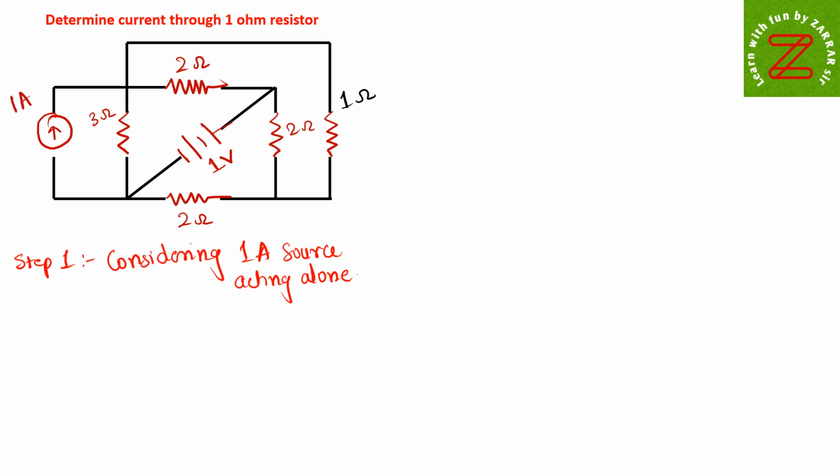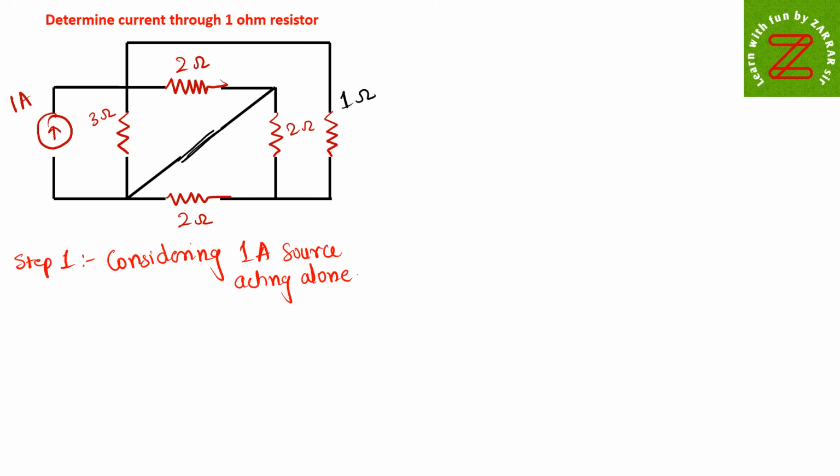So you are aware that when you consider a voltage source, you have to open the current source, and when you are considering a current source, you have to short the voltage source. So I'll short this voltage source. I'll remove this voltage source over here, and I'll short this terminal. This 1 volt source has been removed.